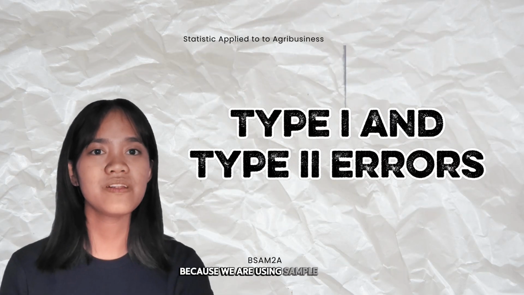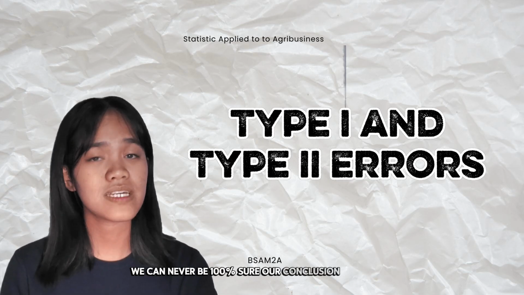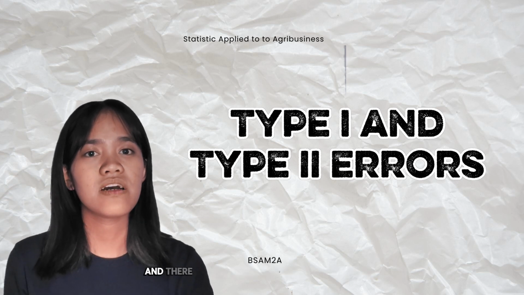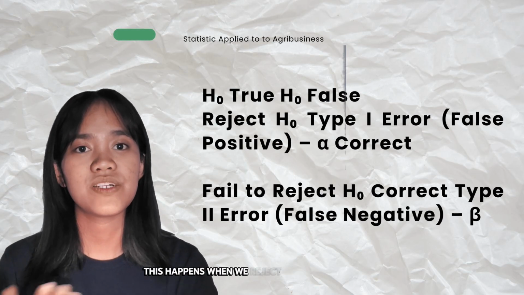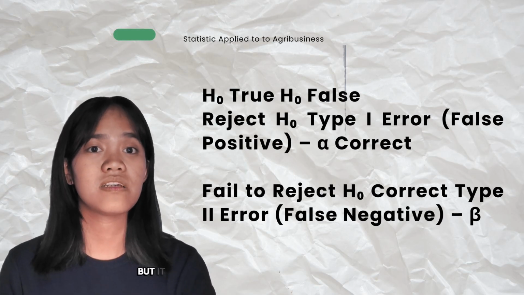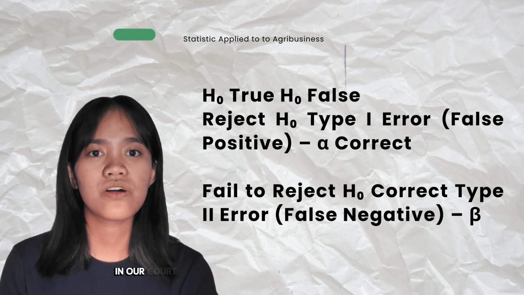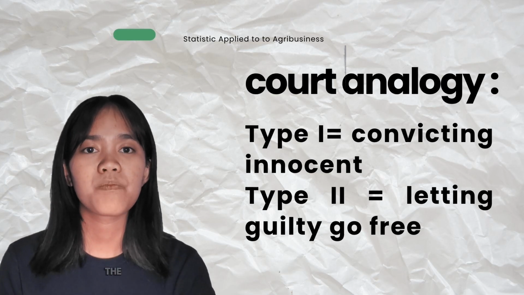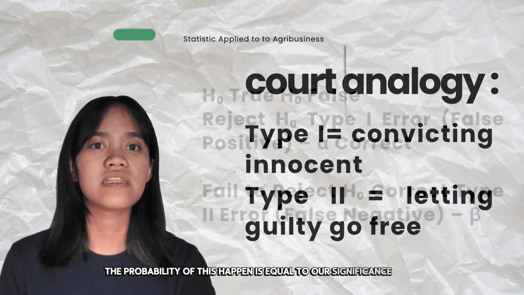Because we are using sample data, we can never be 100% sure our conclusion is correct. There is always a chance of making an error, and there are two types we need to be aware of. The first one is a type 1 error. This happens when we reject the null hypothesis, but it is actually true. We call this a false positive. In our court analogy, this is convicting an innocent person. The probability of this happening is equal to our significance level.